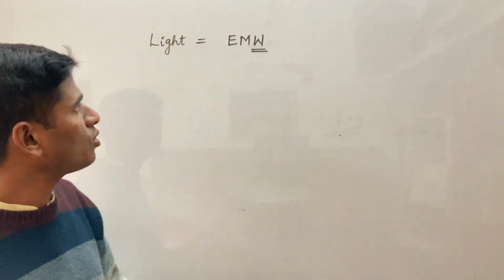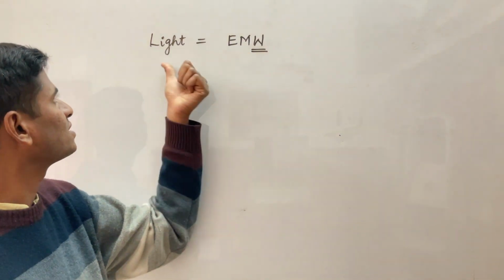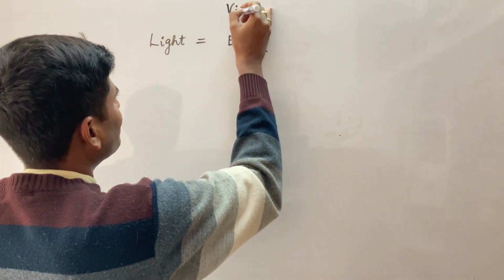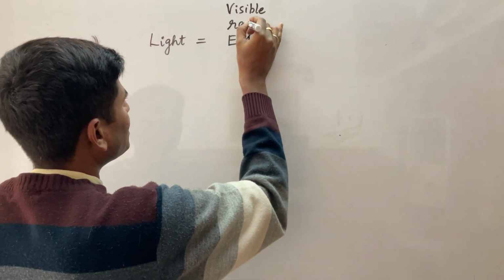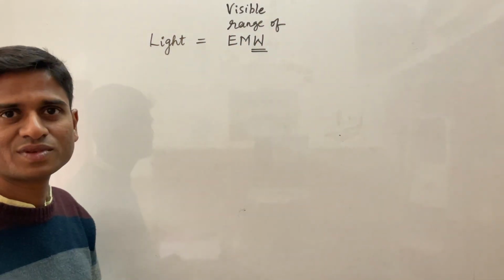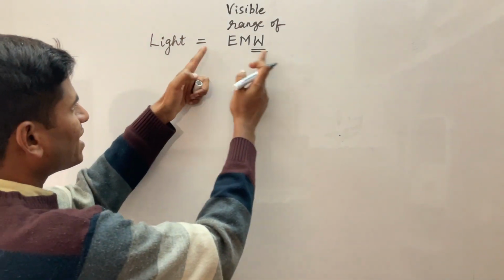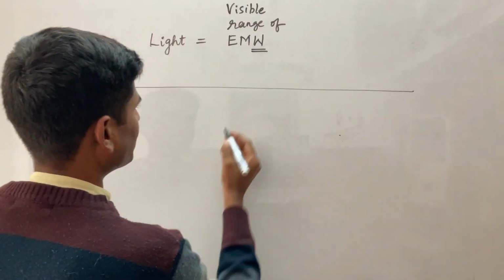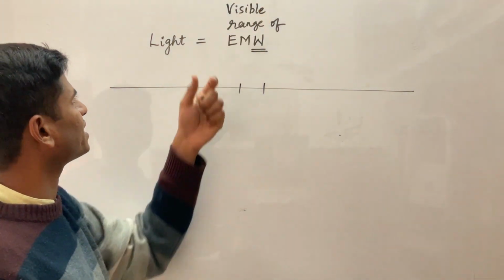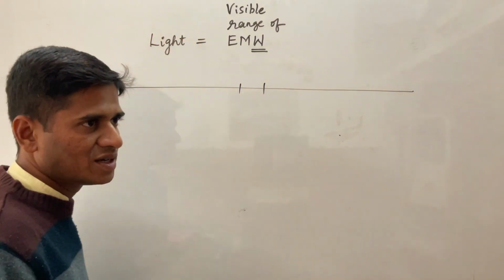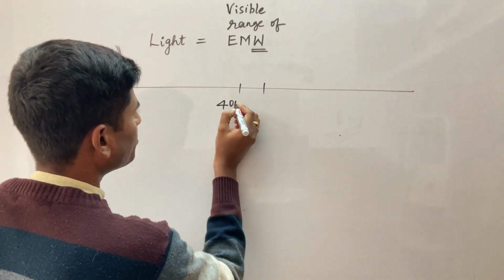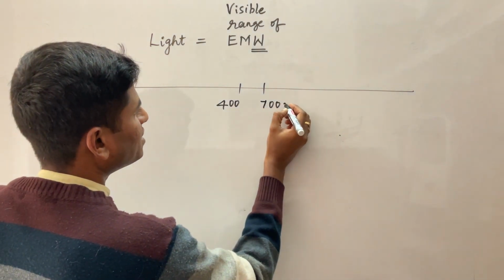Very nice. Now, are all electromagnetic waves light? No. Only the visible range of electromagnetic waves is actually light. If you see electromagnetic waves, there are so many types of electromagnetic waves, within which a very short range is called the visible range, which corresponds to light. So basically, light is nothing but electromagnetic waves whose wavelength ranges from 400 to 700 nanometers.